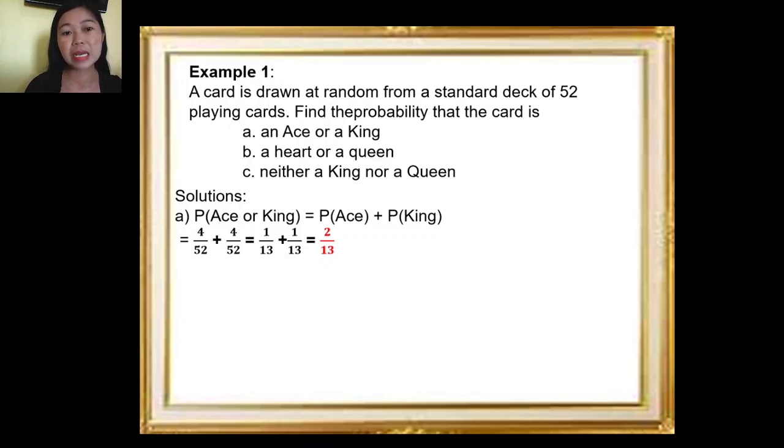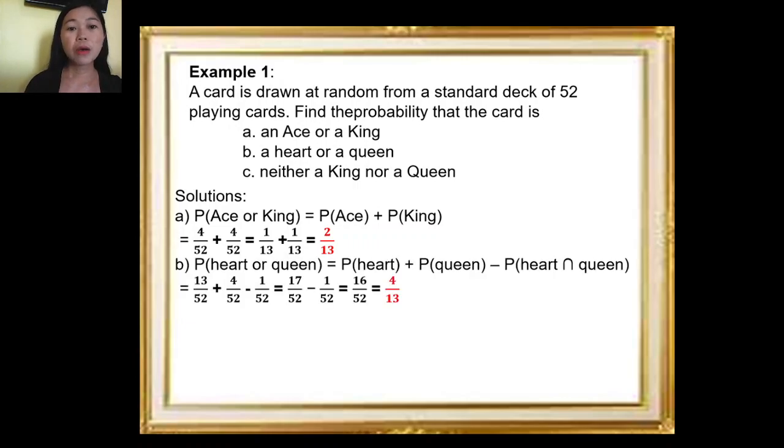Therefore, the probability that the card is ace or king is 2 over 13. Okay, next. When it comes to letter B, what is the probability that the card is a heart or a queen? So the formula is probability of heart plus probability of queen minus the probability of the intersection of heart and queen. So meron na tayong nakasubtract na intersection ng 2 events.